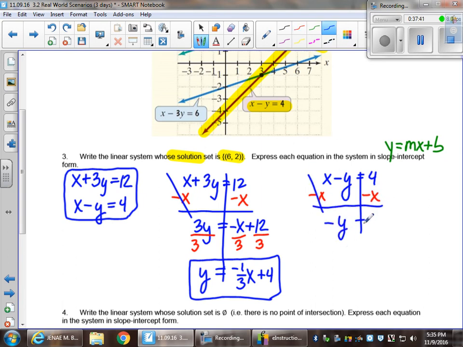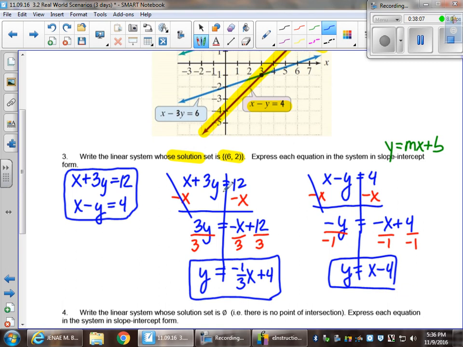Negative y equals negative x plus 4. Am I done? No. We need to get rid of this negative. How is that going to happen? We are all expert solvers, so we know that there's an invisible negative 1 out front. We will divide by negative 1 everywhere. So my final answer here will be y equals x minus 4.